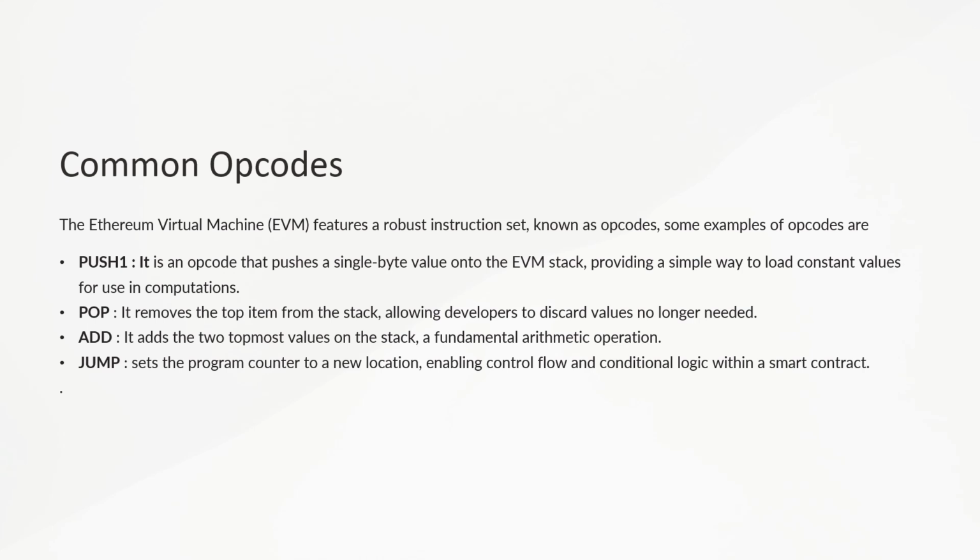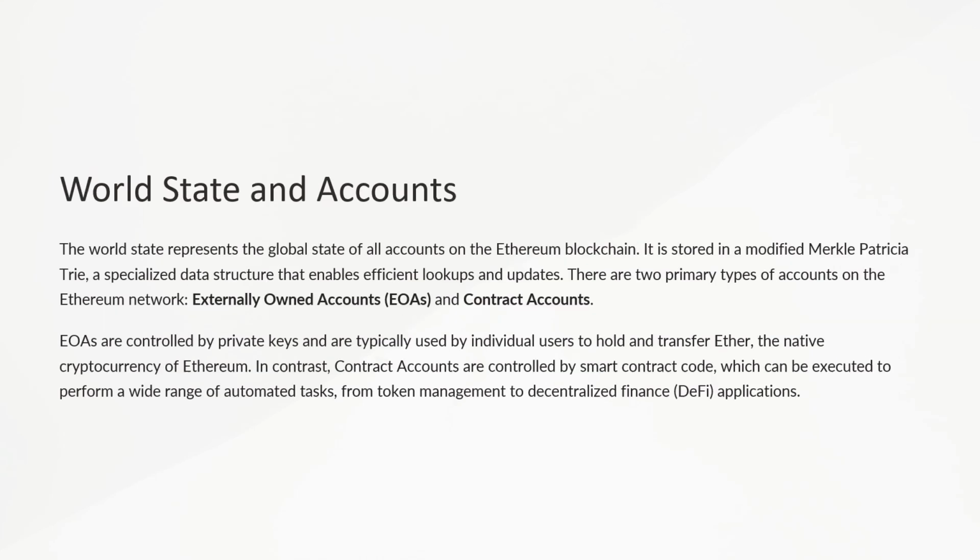ADD adds the two topmost values on the stack, a fundamental arithmetic operation. This is an example of an arithmetic opcode. And JUMP sets the program counter to a new location, enabling control flow and conditional logic within the smart contract. Each of these opcodes consumes gas, which developers must consider when optimizing the performance and efficiency of their Ethereum applications. Let us look into the third major component of EVM architecture, world state and accounts.